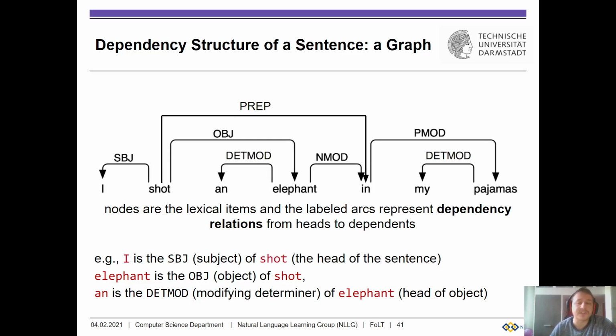And of course, acyclic also means there is no such direct relationship, and there's also no indirect relationship where shooting governs in, and in governs pajamas, and then pajamas governs shooting, for example. That also does not exist.